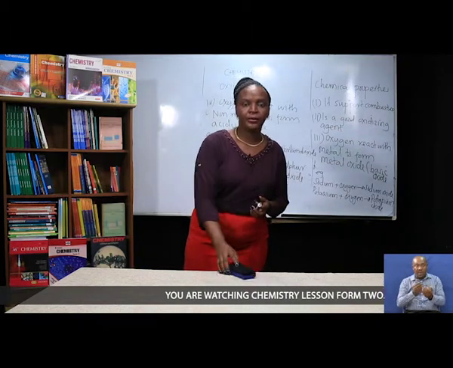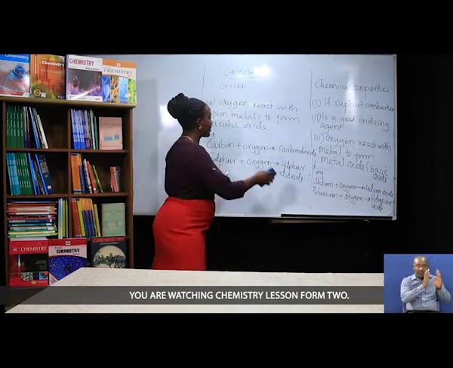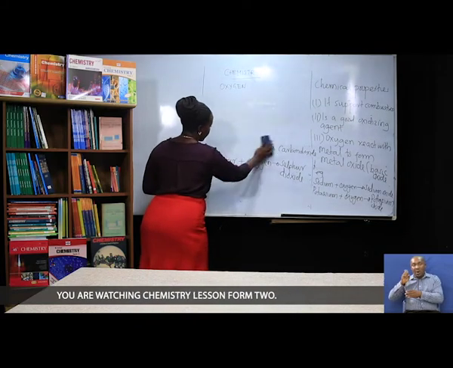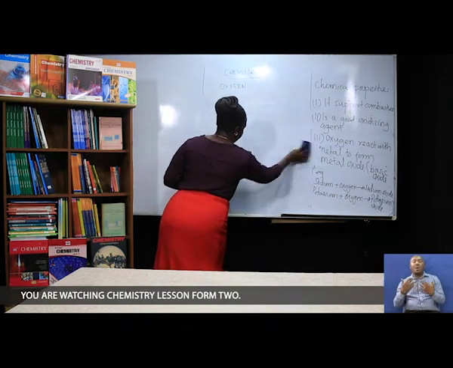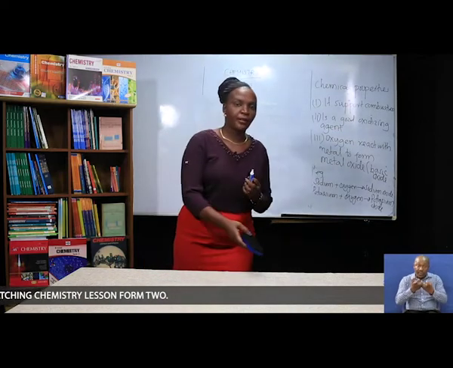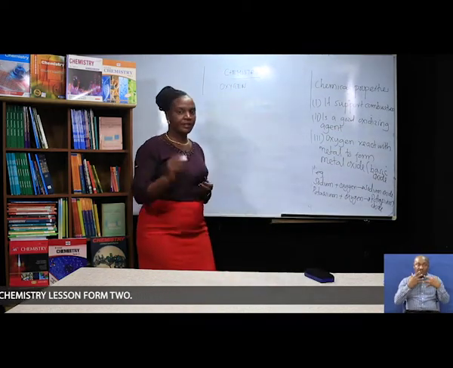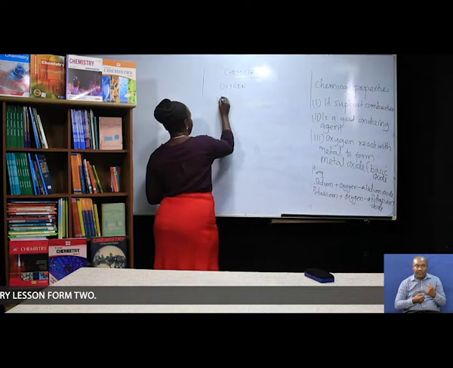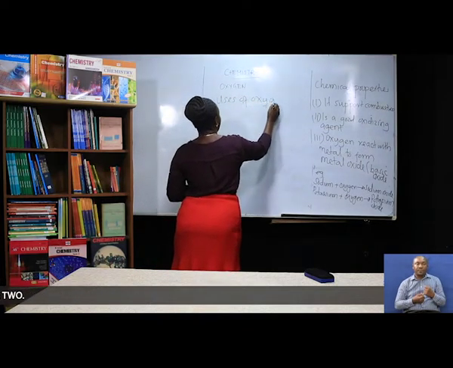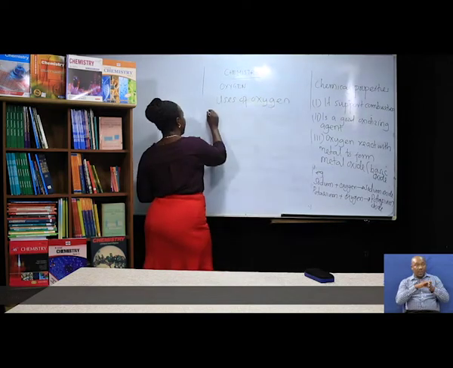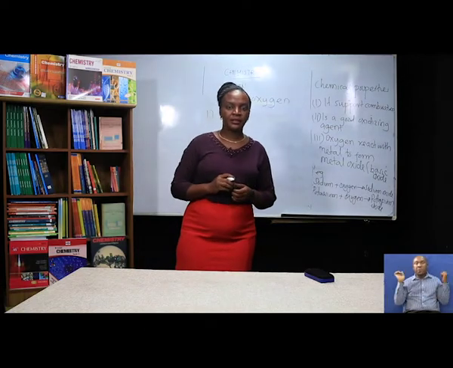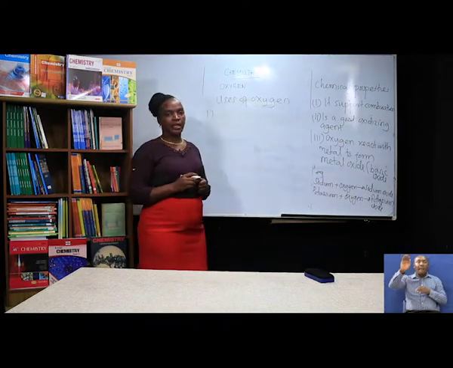After knowing the physical and the chemical properties, the last thing that you need to know about oxygen is the uses of oxygen. Why do we need oxygen? We need oxygen for the following reasons, that is, uses of oxygen. Number one, oxygen is used by mountain climbers.